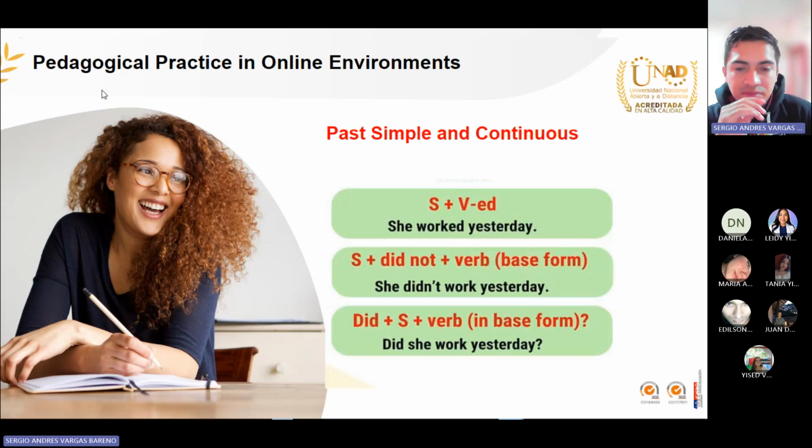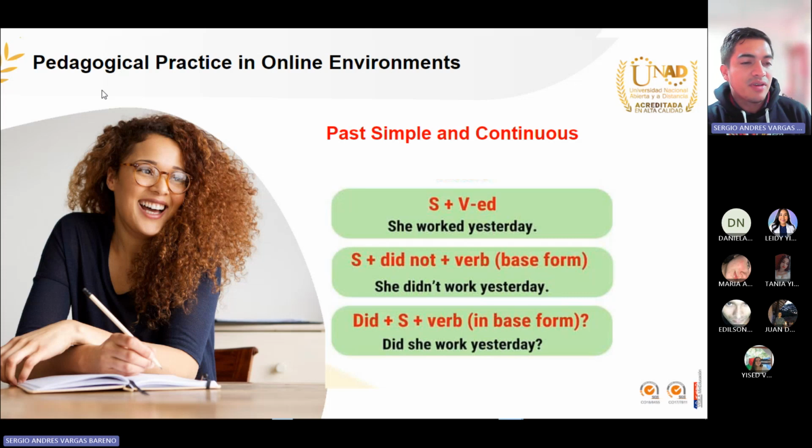So, what is the structure? Subject, verb, regular or irregular, in this case regular, and a complement. In this case, the affirmative sentence is: She worked yesterday. Yesterday is a complement. And no more. That's it. The only important thing in past simple is to be careful with the verbs, right? Could be regular, could be irregular. That's the important thing, right?